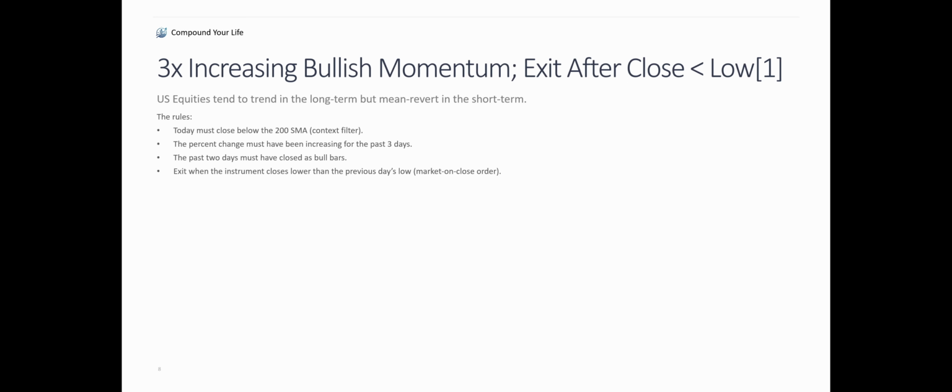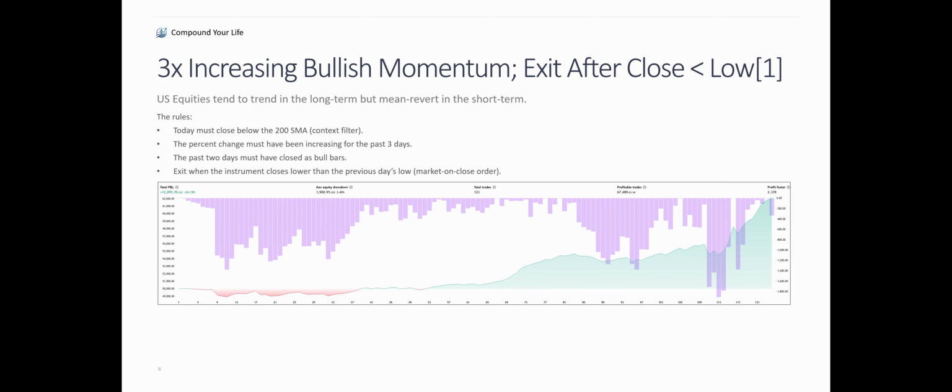So these are the revised rules. The percent change had to have been increasing for the past 3 days. One way to think about that is three consecutively larger bull bars, although that doesn't necessarily have to be the case. Really, what I've written down as the rule is that the past two closes had to be bull closes. And we keep that same exit condition. This is the equity curve.